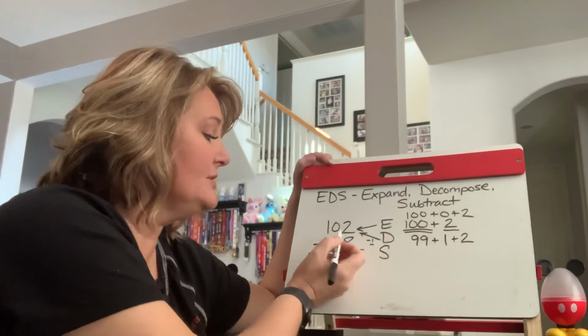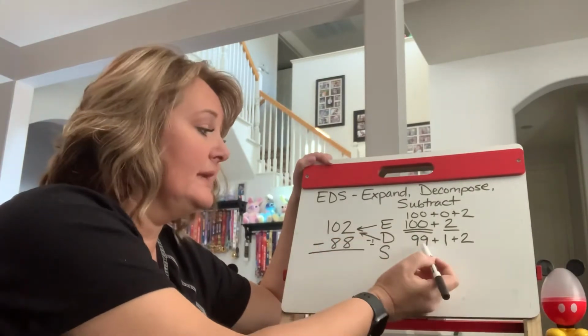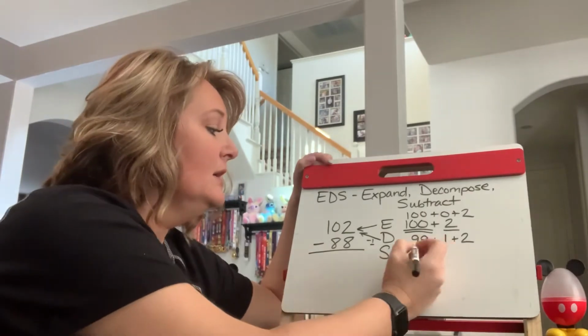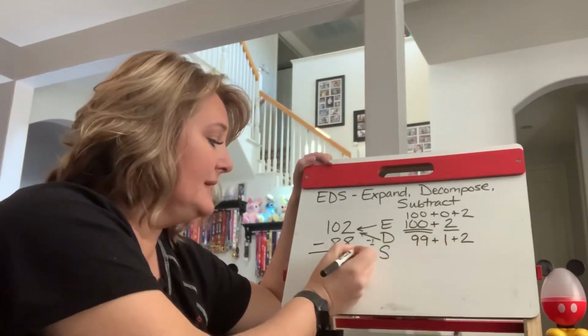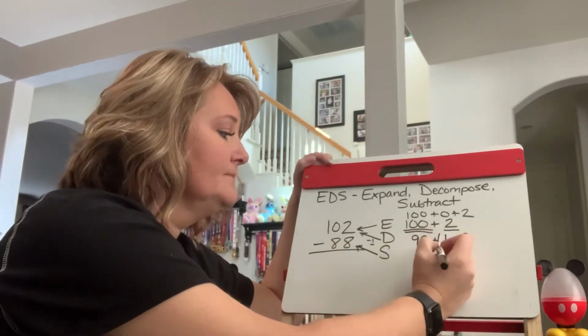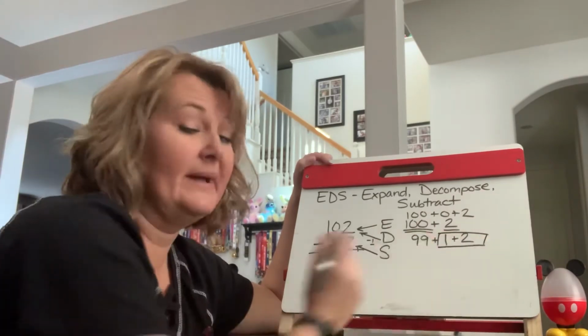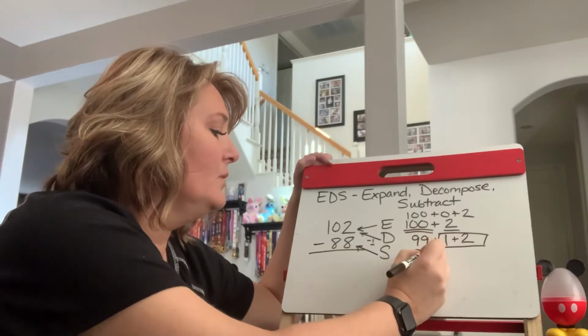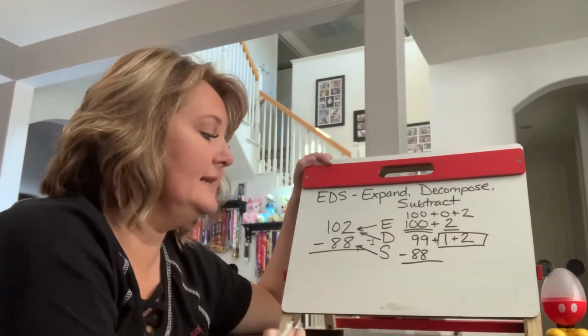So 100 plus 2 is still 102. 99 plus 1 plus 2 is 102. So we know we're good there. So now we're ready to subtract. Put my elevator in there so I don't forget I have to bring it down. And we can subtract our 88.